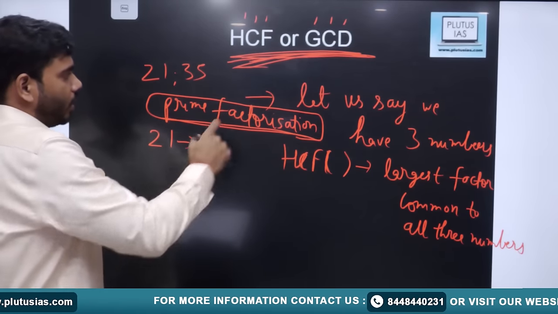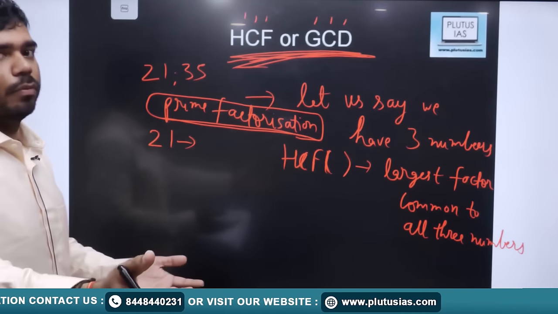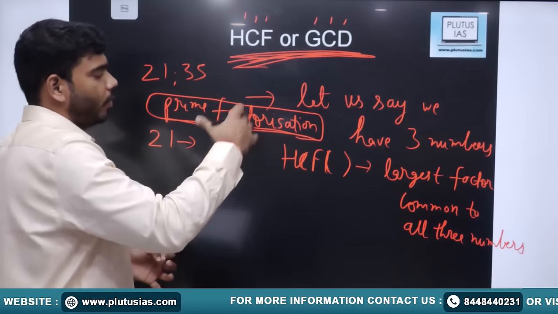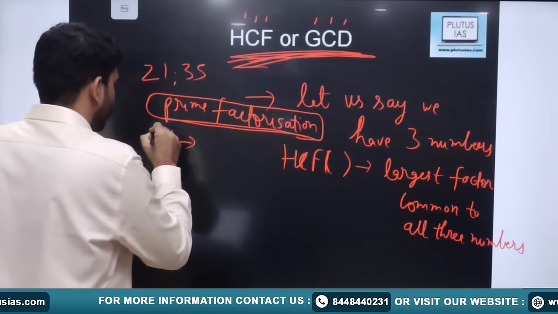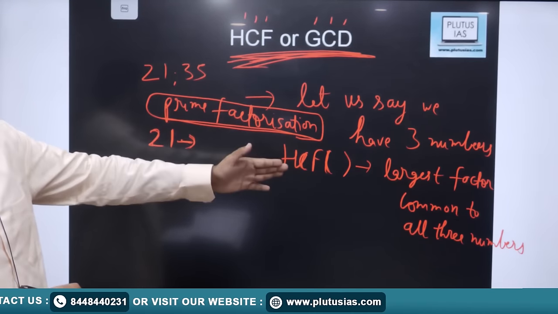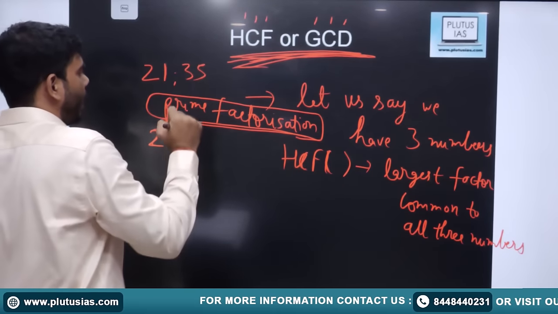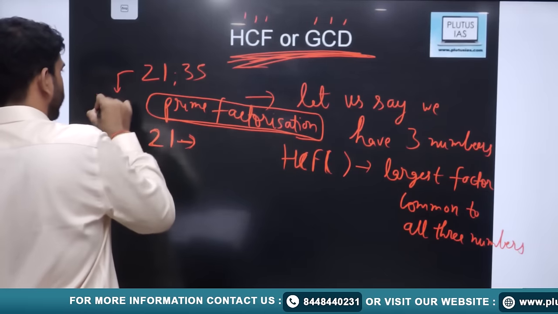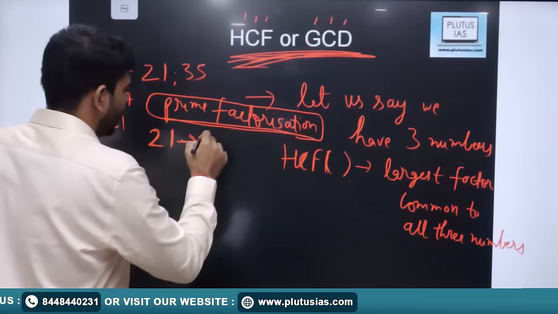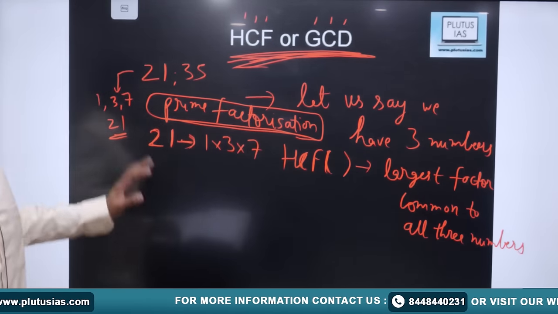So prime factorization is dividing the factors of the number into prime numbers. That means it cannot be simplified any further or represented as a multiple of two numbers. The most simplified form of any number in terms of prime numbers is the prime factorization of that number. Let us say 21. How many factors does 21 have? 21 has 1, 3, 7, and 21 itself. So 21 can be written as 1 into 3 into 7. We are not taking 21 because 21 is not a prime number.